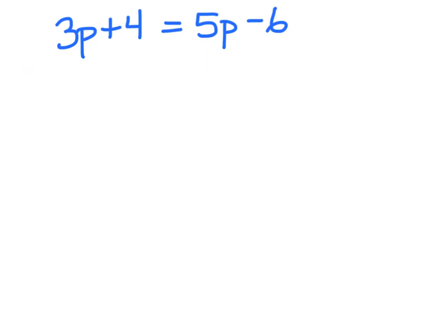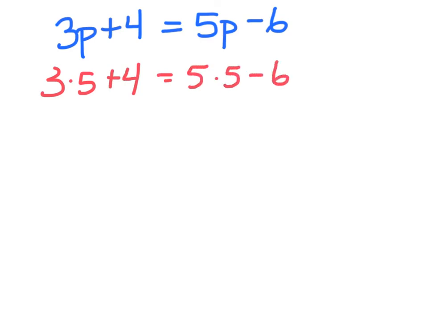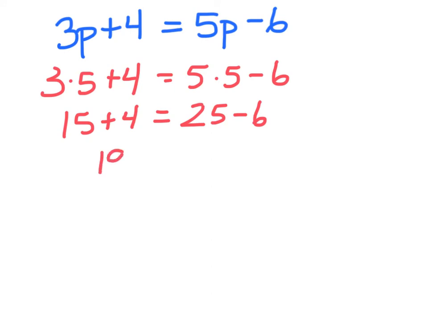So let's evaluate if p equals 5. That would give us 3 times 5 plus 4 equals 5 times 5 minus 6. 15 plus 4 on the left, 25 minus 6 on the right. That gives us an answer of 19 and 19. Yep, we did our work correctly. The value is p equals 5.